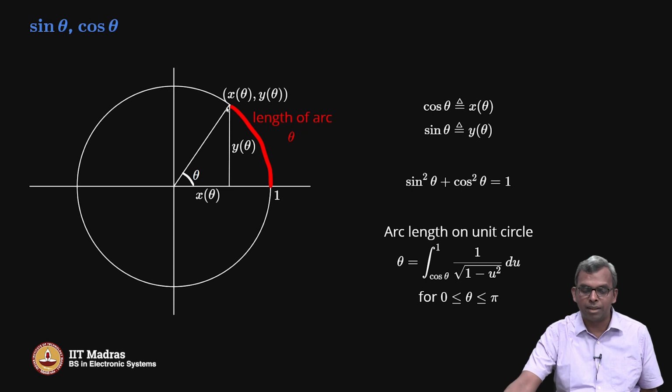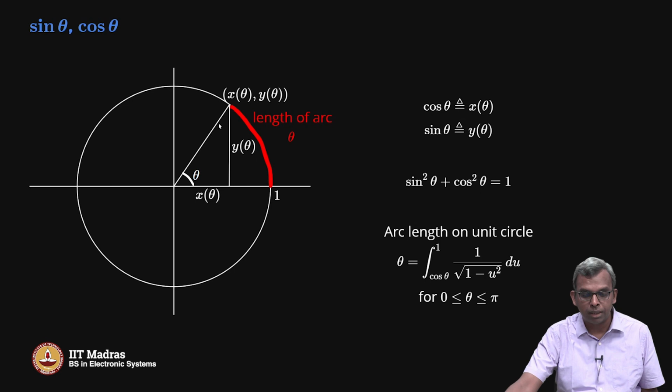And here comes the next result, which we know from calculus: the arc length, which is theta, is actually an integral from cos theta. Cos theta is the length of this line, so I start at cos theta and go up to 1 and find the length of this arc. The integrand is root of 1 plus f prime of x squared, with f of x being root of 1 minus x squared. You remember that formula for the arc length. It's the integral from cos theta to 1 of 1 by root of 1 minus u squared du, and for theta from 0 to pi, this formula clearly works.